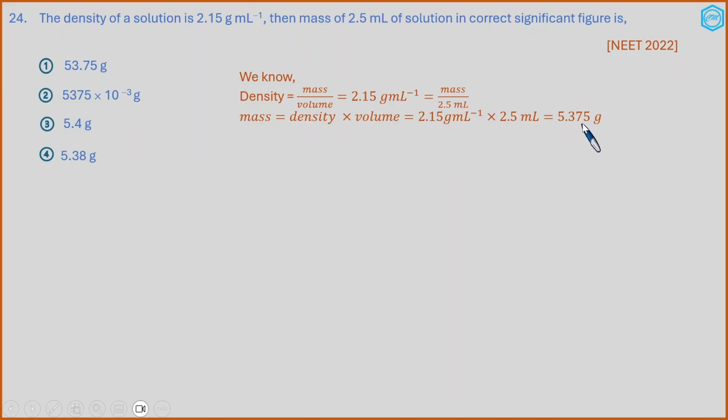Answer is 5.375 gram. But since we are considering multiplication, 2.5 is the least precise value and it has only two significant figures. So the answer must be in two significant figures. The last digit to be retained is 3 and the digit to be dropped is greater than 5. So it turns out to be 5.4 gram. The correct option is 5.4.